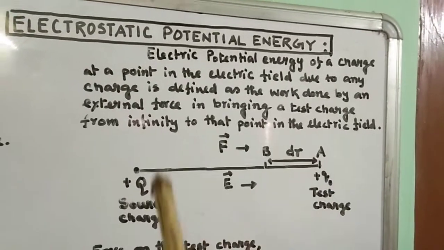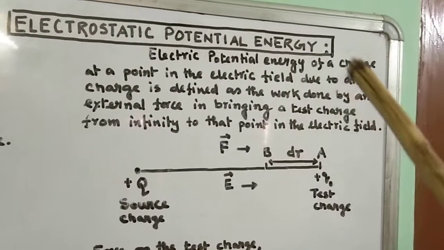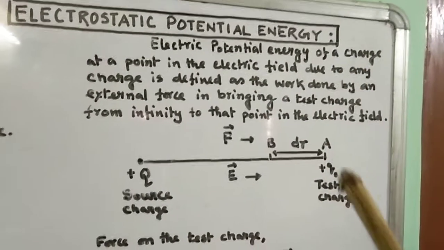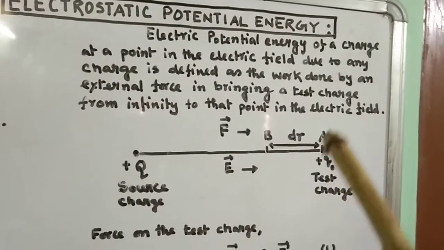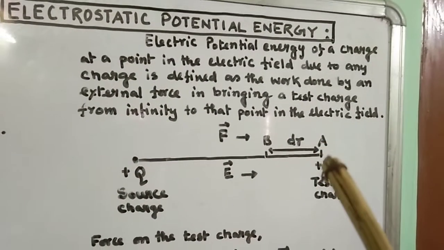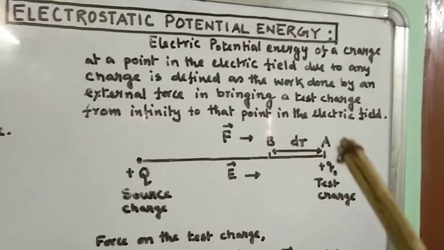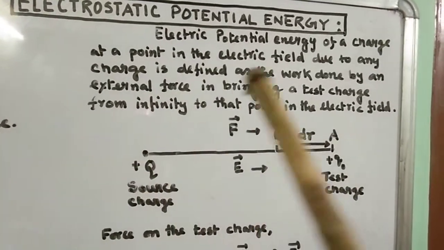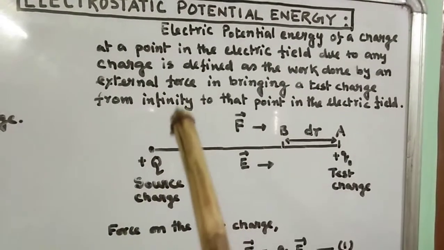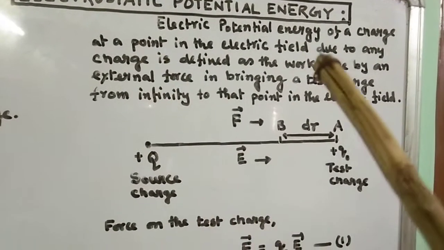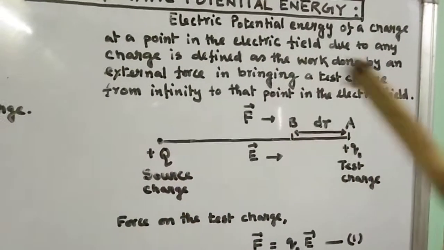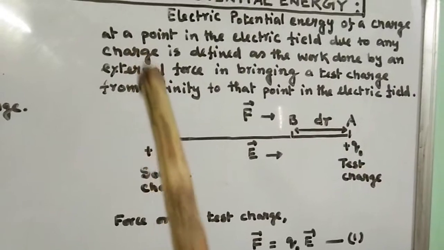So see this figure and see the definition: electric potential energy of a charge. Which charge is here? This one. This is nothing but a test charge. And at a point, it may be B, it may be A, because A and B are well within the field of the source charge. Due to any charge is your what? That is your source charge. At a point in the electric field due to any charge. The electric field is due to your source charge. So this charge is your source charge.